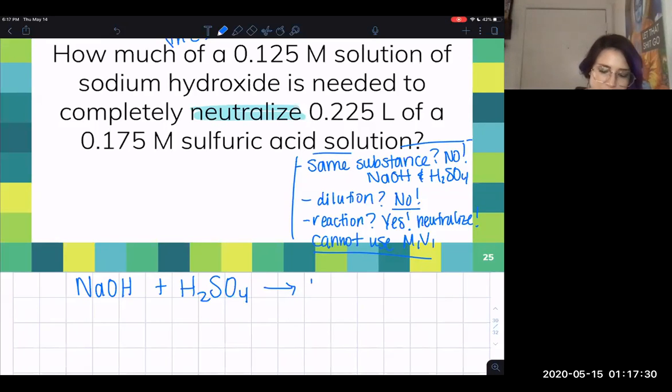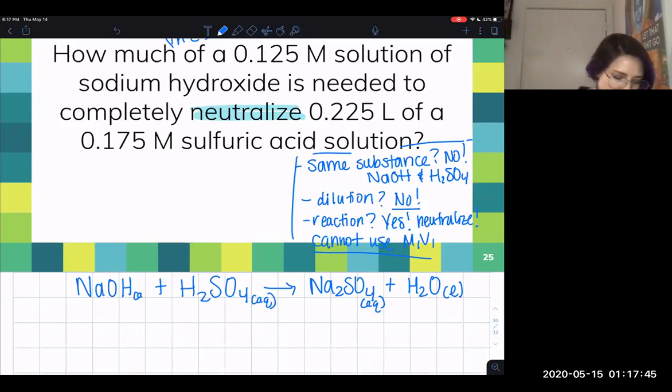So my sodium is gonna hook up with my sulfate, and my hydrogen hooks up with my hydroxide. It makes water. There's your neutralization. You're making neutral water, yeah? You can put in aqueous for all these things if you want to, but you don't have to just to solve this question. Give me a little balance in here. There we go. Now we're balanced.